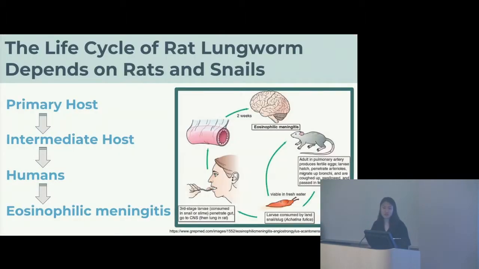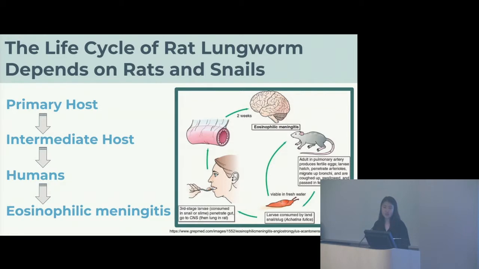The life cycle of a rat lungworm parasite depends on a series of different hosts in order to infect a human as a vital product, I guess. The primary host is a rat, and it ingests rat lungworm larvae, which matures in the brain and the arteries, and then it lays eggs that mature into larvae that are swallowed by the rat, pass through its feces. This infected feces is then eaten by snails, which is the intermediate host.